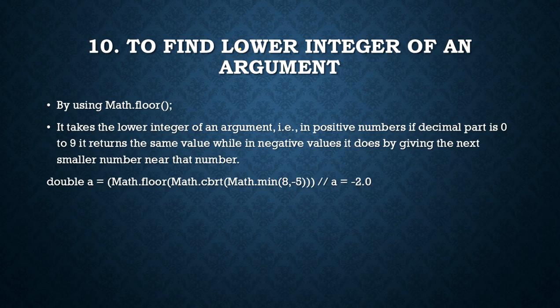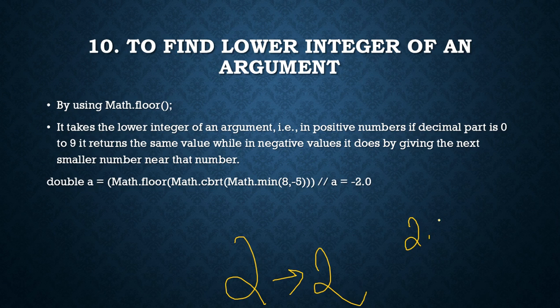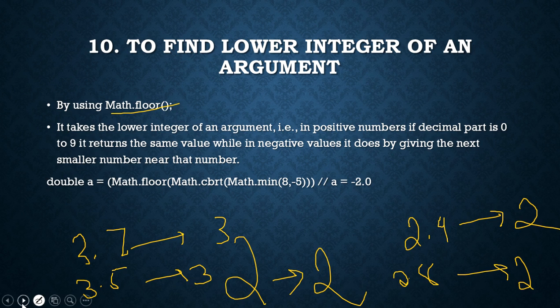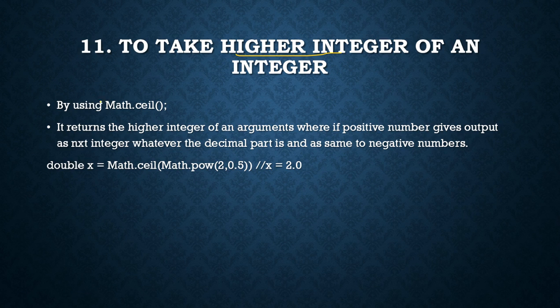Next is to find the lower integer of an argument. If I give you 2, the answer must be 2. If I give you 2.4, the answer must be 2. If I give you 2.8, it must be 2. If I give you 3.7, it must be 3. If I give you 3.5, the answer must be 3. That is, if I give you any number, it must give its lower integral value. We have to use math.floor for that. And to give the higher integer, we use math.ceil.